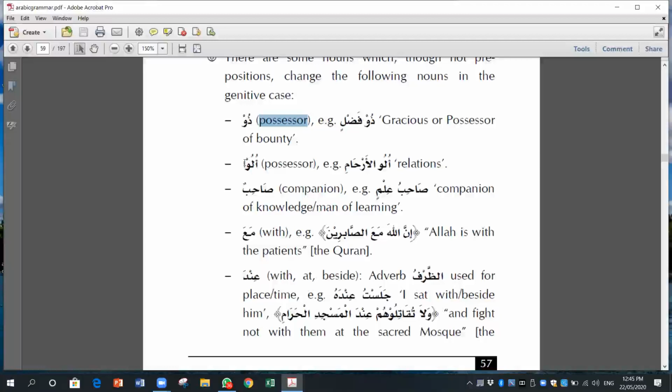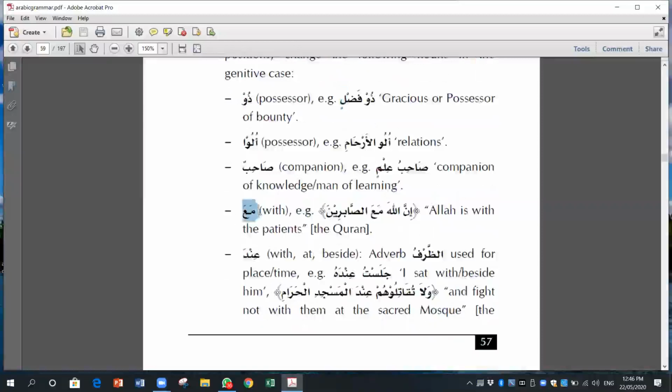Ulu also means possessor. Ulul arham. Raham means the blood relations. So ulul arham, the possessors of blood relations, the rishte wale. Sahib is also one of them. Companion. Sahibu ilmin, the companion of knowledge. Sahib means companion and ilm means knowledge. In Urdu we call it ilm wale. Again, look at the function: it is giving kasra to ilm, kasra to the meem of arham, kasra to fadli. This is the main function for them. That's why they are coming under these categories.